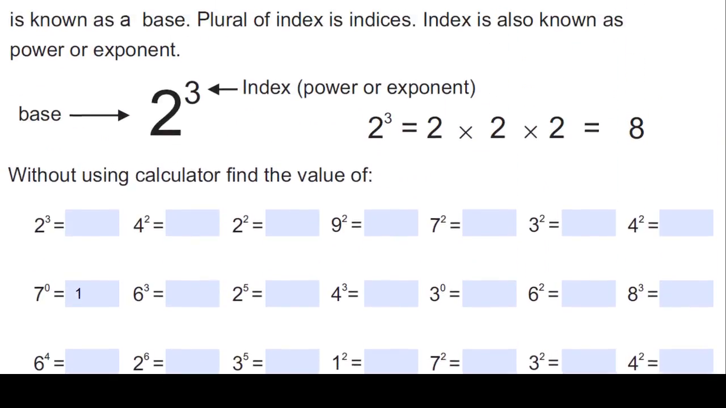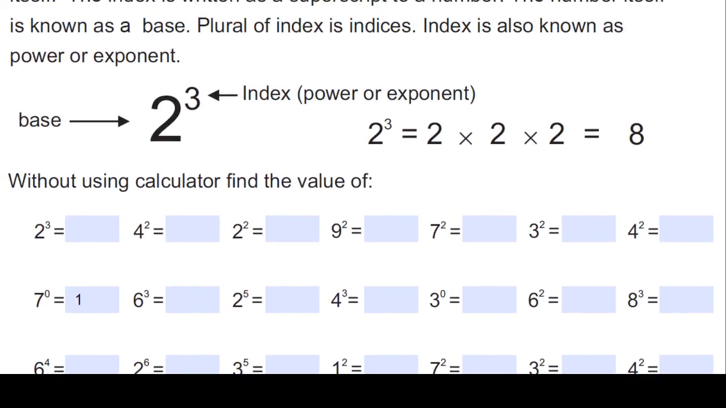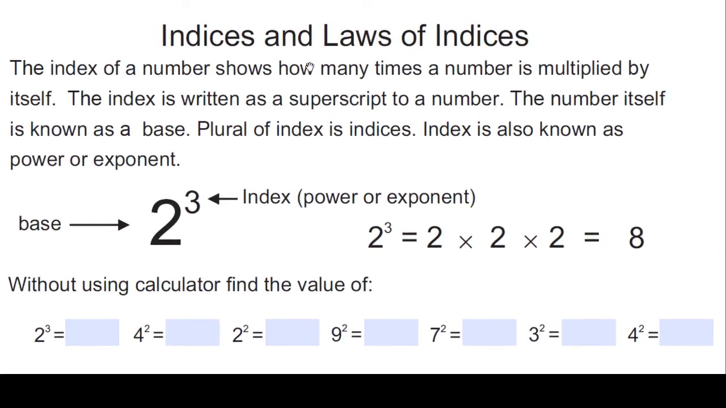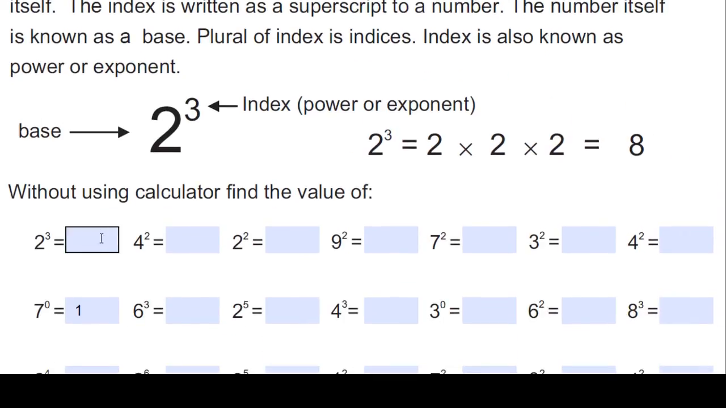Okay, so the similar definitions are written here as well if you are interested. And again, this is an index and this is the base, and 2 to the power of 3 means 2 has been multiplied by itself 3 times, and the answer is 8. So 2 cubed or 2 to the power of 3 is 8.